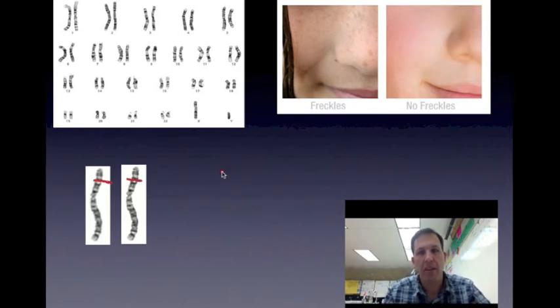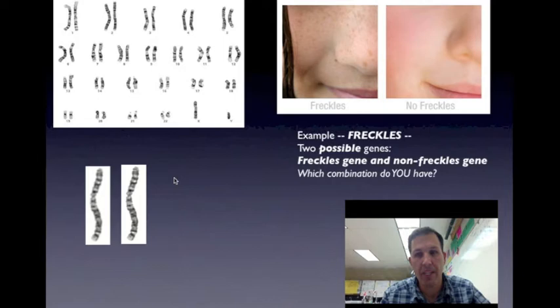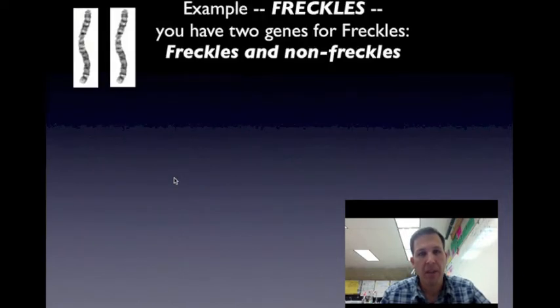You can have a gene that says you get freckles or a gene where you don't have freckles. It's two possible genes: the freckles gene and the non-freckles gene. And you have two copies. So which does your body use? Which combination do you have? Well, let's take a look at that.